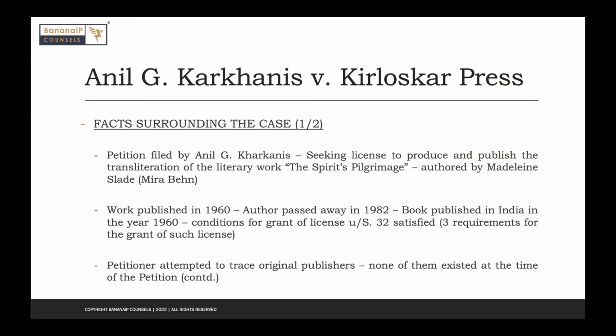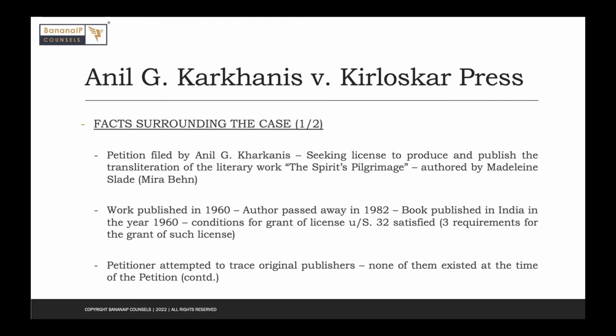This particular case, Anil G. Karkhanis versus Kirloskar Press, was filed as a petition before the Bombay High Court. The petition sought a license to produce and publish the transliteration of the literary work, The Spirit's Pilgrimage, which is a famous literary work authored by Madeline Slade, popularly known as Mirabai. The work was published in 1960 by Orient Longman Publishers, and the author had passed away in 1982. Since the book was published in 1960, the conditions for the grant of license under Section 32 were satisfied.